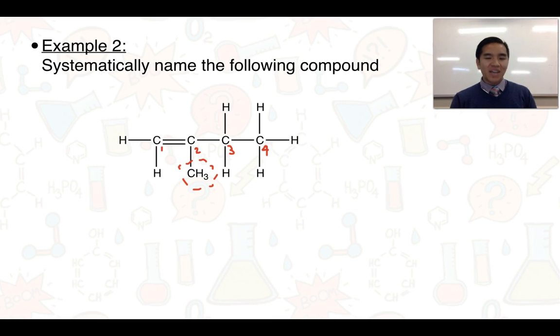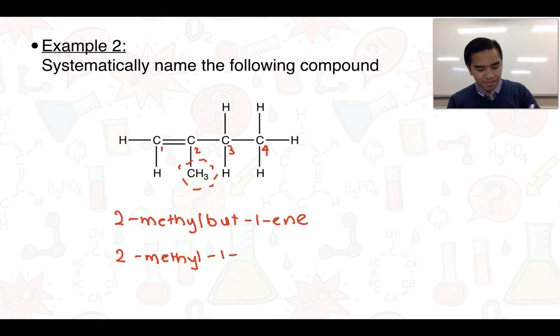So before we actually name the parent chain, we identify the alkyl groups and name that first. So we've got a methyl group on carbon 2, so it's 2-methyl. And it's going to be a butene, but it's going to be positioned on carbon 1. So it's called a but-1-ene, or alternatively we can call it a 2-methyl-1-butene. Again, both are accepted as correct answers.